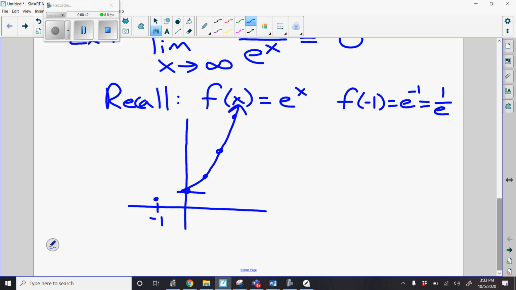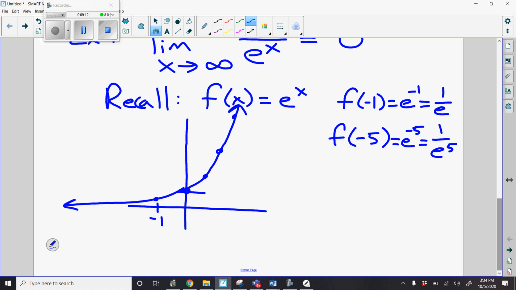Right? That's a number less than 1, but greater than 0. And as we get bigger and bigger negative numbers, what's going to happen here? Let's think about f of negative 5. Well, again, that's e to the negative 5, which is 1 over e to the 5th. Well, e to the 5th is a really big number. 1 divided by a really big number is a number very close to 0. So this graph, as we go back here, keeps getting closer and closer and closer to 0.